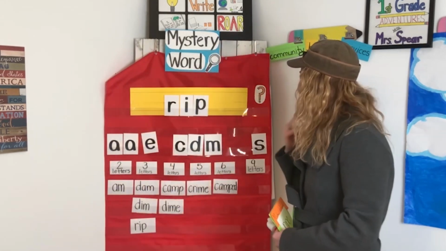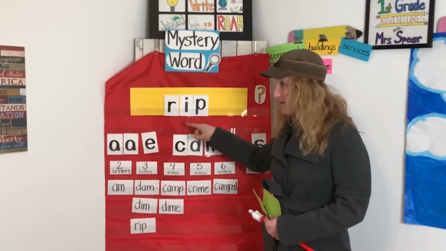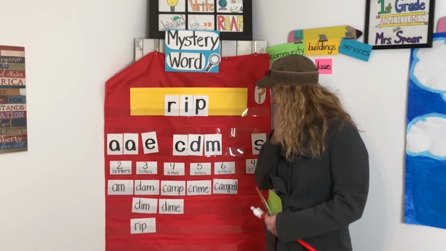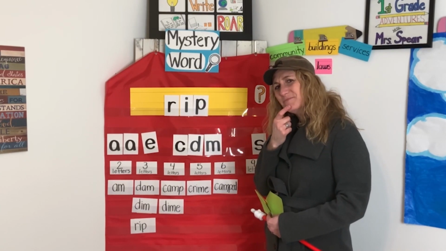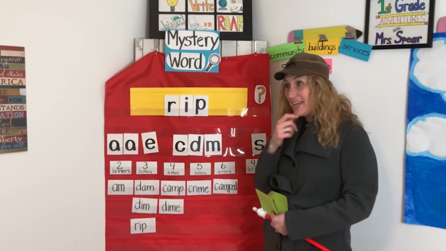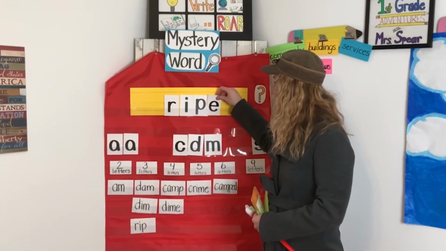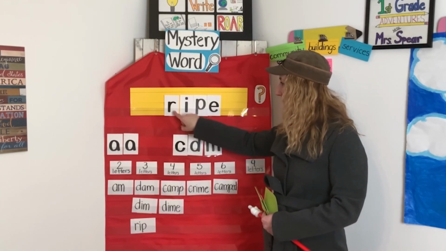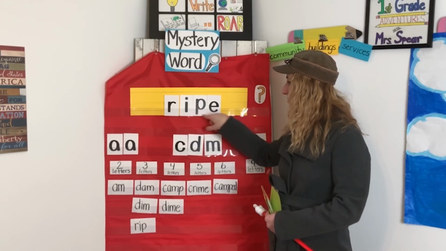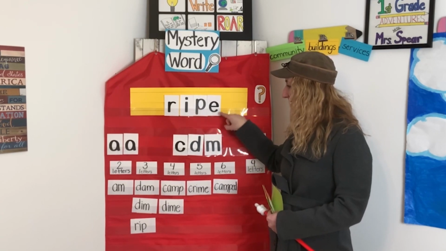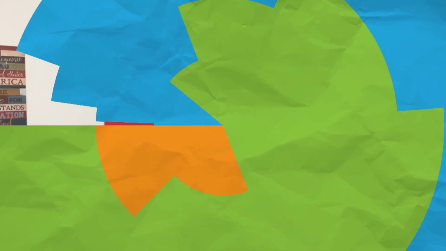3 sounds. But it can't be spelled this way, right? Because this says rip. What are we going to do? Yes, we're going to add an E at the end. That final E can make the I say I. R-I-P. Ripe. R-I-P-E spells ripe. All right, we have cleared boards.